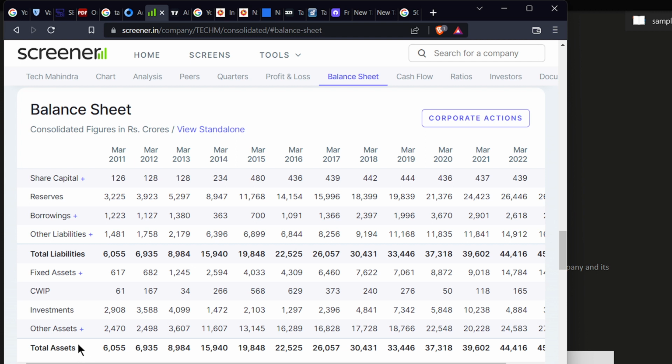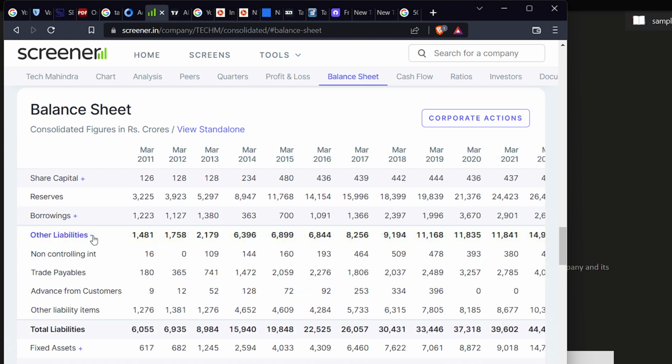Okay, here you can see the total liability: share capital, how much amount they got from shares, and reserves, the amount they kept as reserve. They will use this capital for further development. And how much they borrowed. This should be less, it should not be more. You can observe this one; if it is less then it is good for the company. And whatever the other liabilities, you can go into detail on what they are.